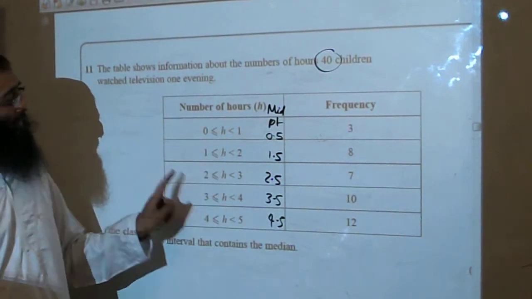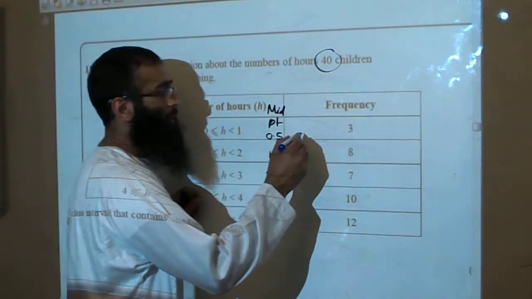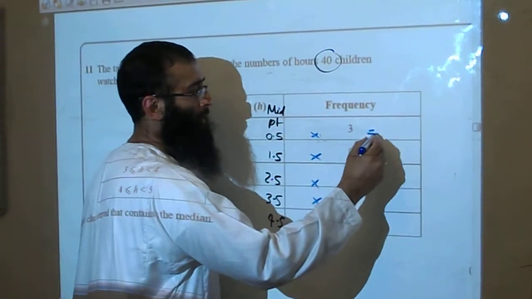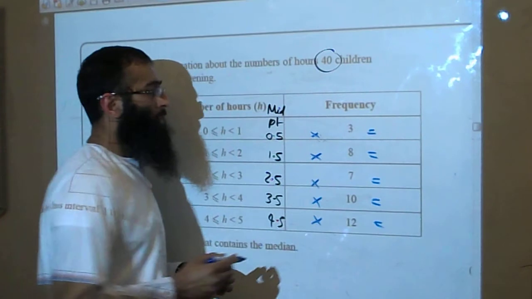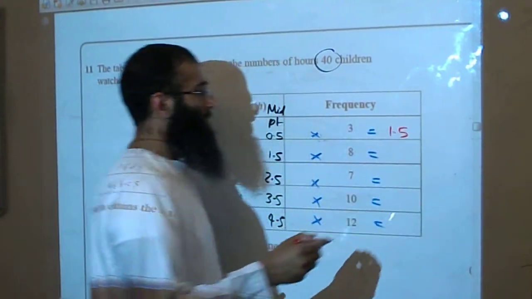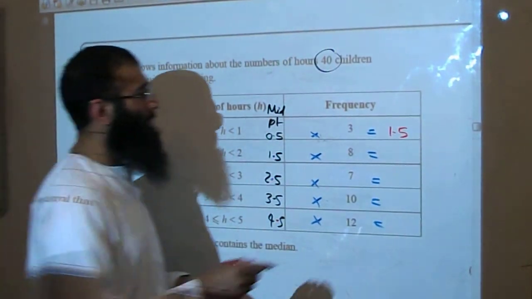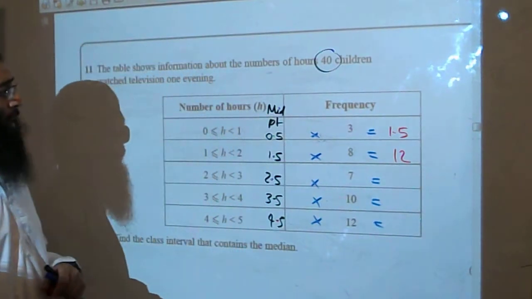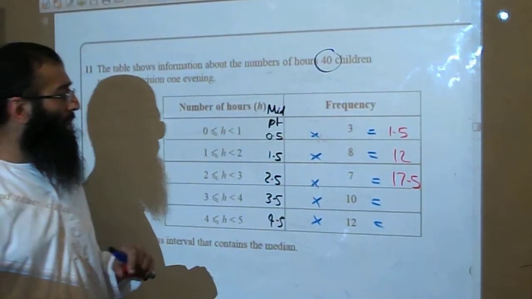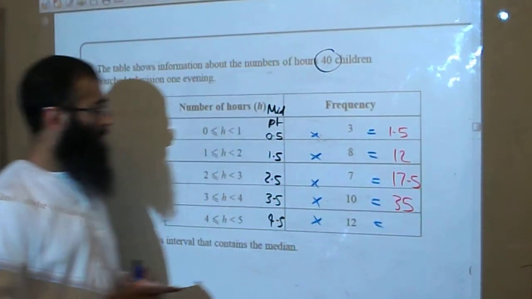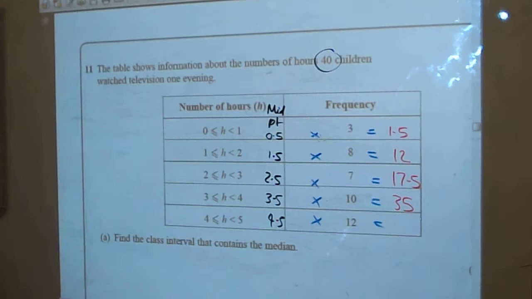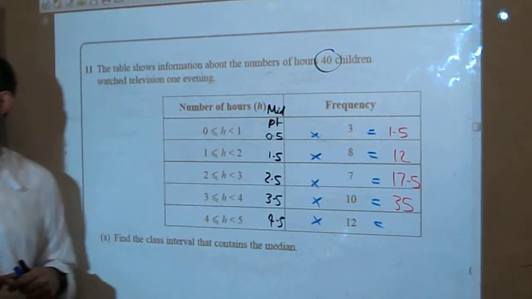Now that we have the midpoints of this group, we can multiply them with what? Frequency. So 0.5 times 3 will give us? 1.5. 1.5 times 8 will give us? 12. 2.5 times 7 will give us? 17.5. 3.5 times 10 will give us? 35. 4.5 times 12 will give us? 54. Okay, Rutaba, do we have 54 for the last one? Yeah. 4.5 times 12, yes?